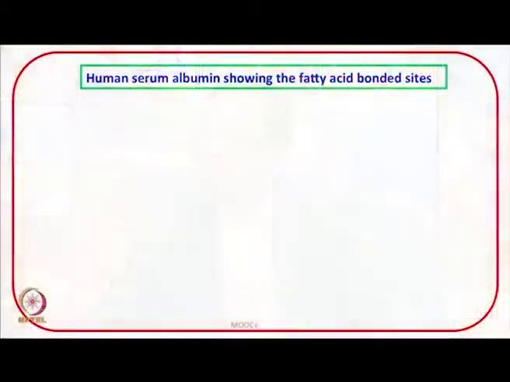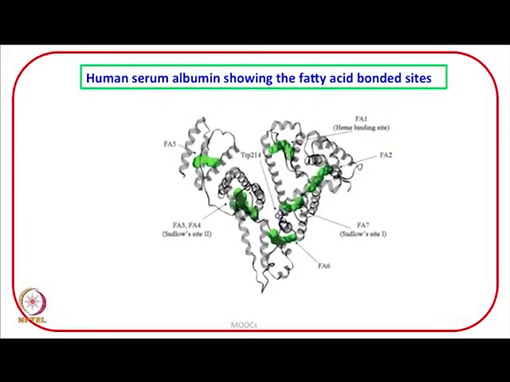Now let us take a look at the next slide. Human serum albumin, HSA, as we discussed earlier, because of its structure and properties, can bind a variety of ligands. One such ligand which binds to human serum albumin is fatty acid. Fatty acids can find a variety of sites on human serum albumin or bovine serum albumin and show a significant amount of binding.